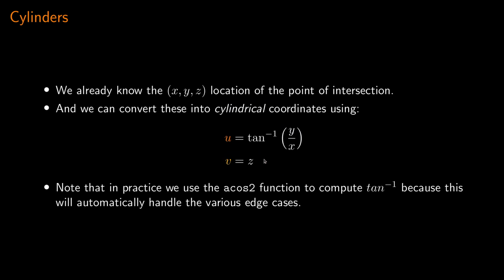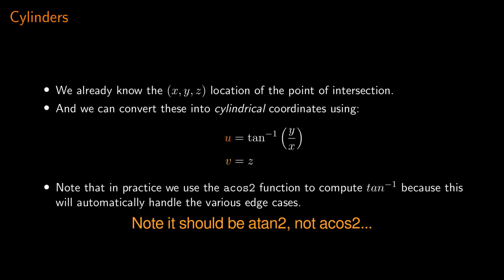So again, as for the sphere, we already know the xyz location of the point of intersection, which means we can convert into cylindrical coordinates very simply: u is simply equal to the arctangent of y over x, and v is simply equal to z. So u is our angle around the cylinder, and v is then simply our height up and down the cylinder. And I put a note here to say that in practice we use the atan2 function to compute tan to the minus 1, because that will automatically handle the various edge cases.